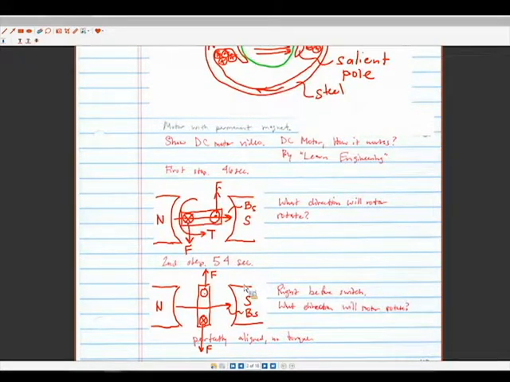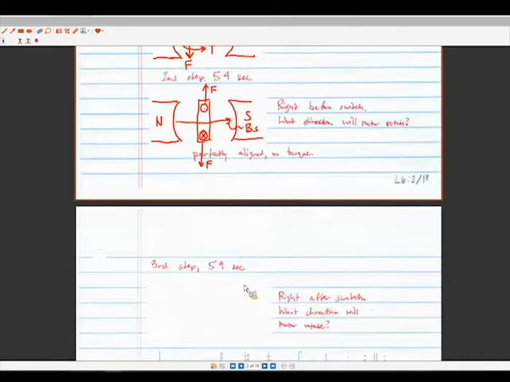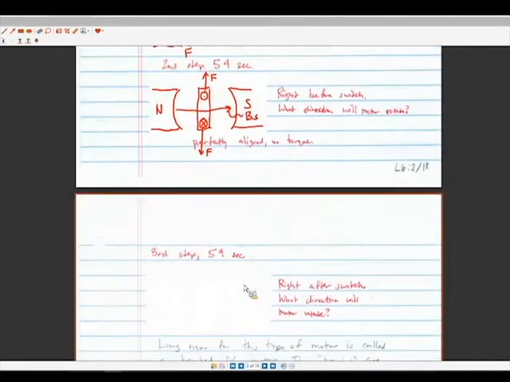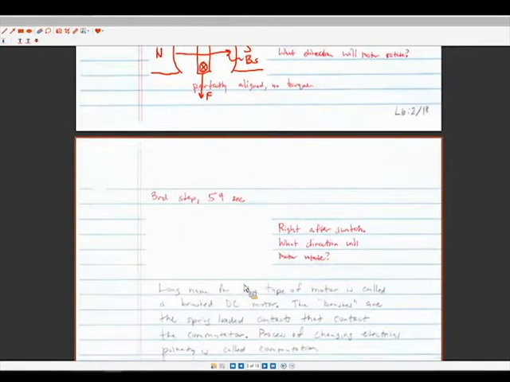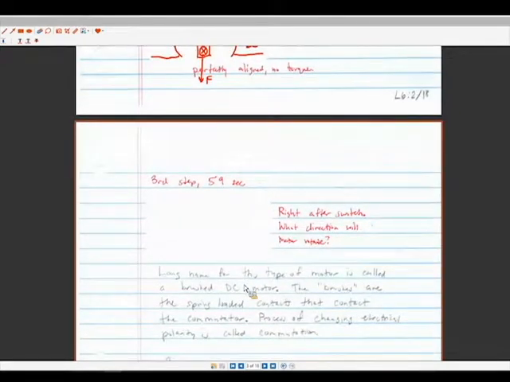Since we've made this transition, let me reverse just a second. The commutator rings connect with the power source of opposite polarity. So what has happened is these stationary brushes have now switched, and now the current is going in the opposite direction. And so the new schematic that we're going to have is this one. Again, the stator doesn't change.